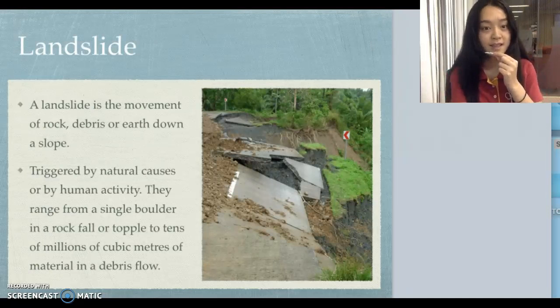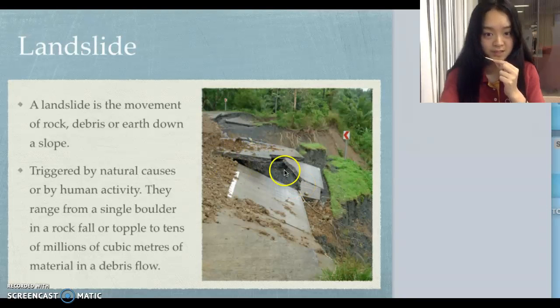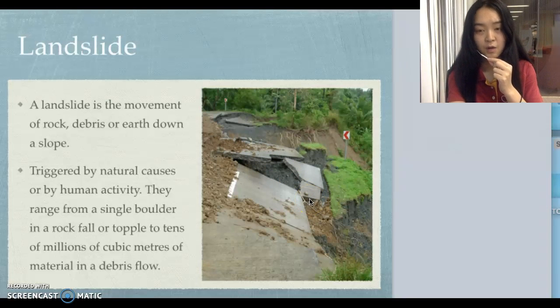Next one, the landslide. Landslide is the movement of rock, debris, or earth down a slope. We can see the picture here. It's a road, and here is a slope. So the rocks go down. This is triggered by natural causes or by human activities. Sometimes, rainfall, earthquake, or tsunami can cause a landslide very easily.